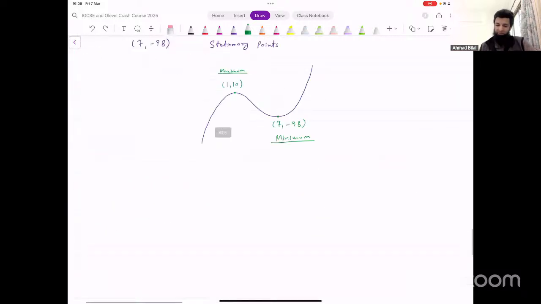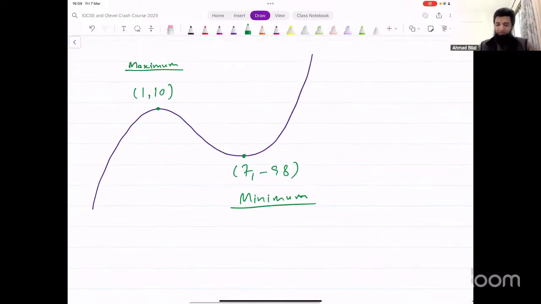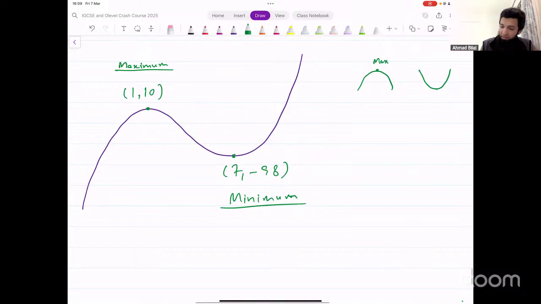Sorry, there's a problem with one note. It keeps going up. Okay. So in its immediate neighborhood, this point is a minimum. Whenever you have a shape that looks like this, you have a maximum. And whenever you have a shape like this, that's a minimum.